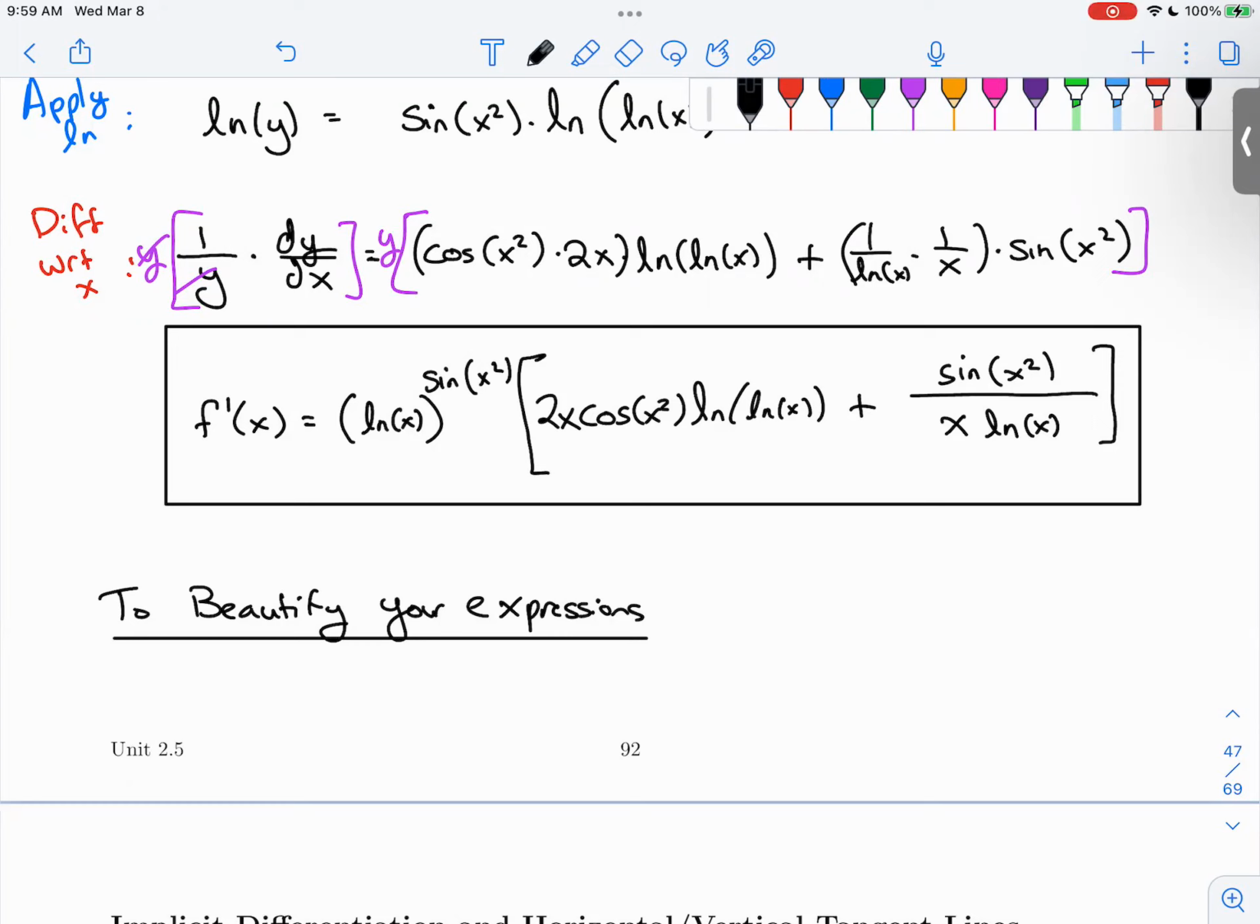So to beautify your expressions: constants, variables, like x's, exponentials, trig, and then everything else.